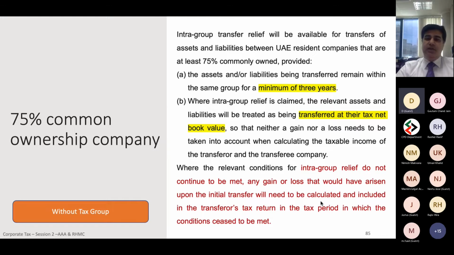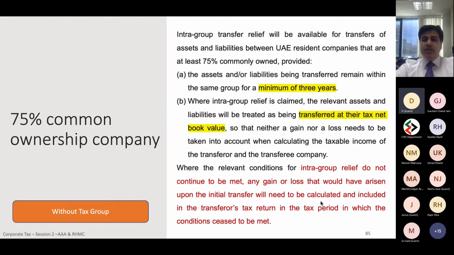Now, where the relevant conditions for intra-group relief do not continue to be met, let's say in the second year you sold the asset, or the common ownership is broken, then you have a problem. That means you have to pay tax in the period when the condition ceases to be met. So 75%, you cannot reduce it after that. If you reduce, you end up paying taxes. You cannot sell the asset to someone outside of the group. If you sell the asset, you end up paying taxes. So that's a condition which is being kept.